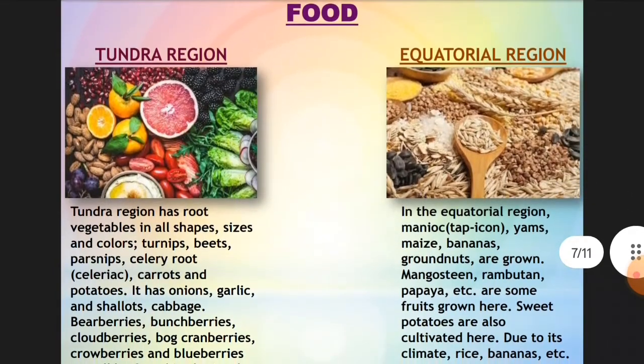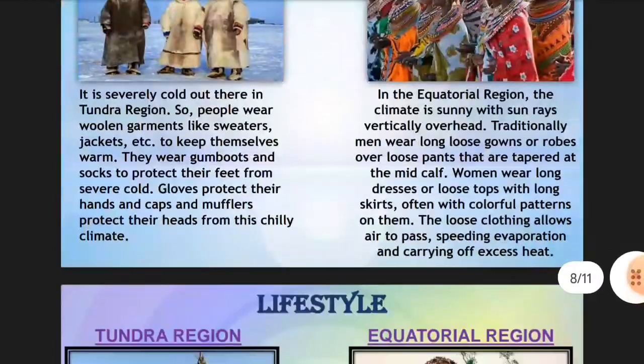What about the food? Now the Tundra region has root vegetables in all shapes, sizes and colors. Turnips, beets, parsnips, celery root, carrots, potatoes, etc. are grown there. In Equatorial region, manioc, yams, maize, bananas, groundnuts are grown. Mangosteen, rambutan, papaya are also grown there.